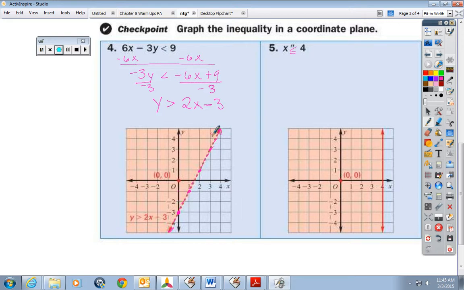I'm going to replace y with 0, and I'm going to replace x with 0. And I'm going to ask myself, is 0 greater than 0 minus 3? Which means, is 0 greater than negative 3? Yes. Okay? So since this is true, I'm going to shade everything on that side.